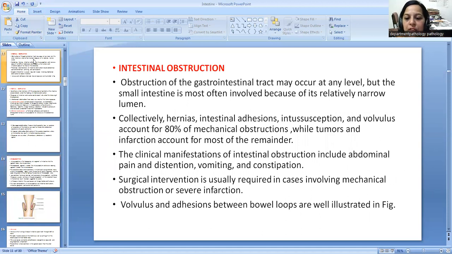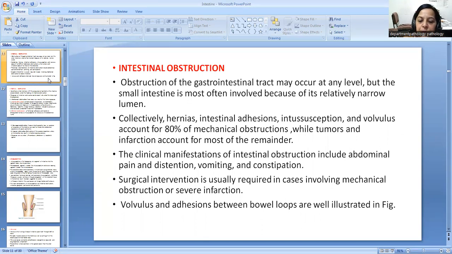It is the obstruction of the GI tract and it can occur at any level, but the small intestine is most often involved because of its relatively narrow lumen. Collectively, hernias, intestinal adhesions, intussusception, and volvulus account for 80% of mechanical obstructions, while tumors and infarction account for most of the remainder. The clinical manifestations of intestinal obstruction include abdominal pain and distension, vomiting, and constipation.